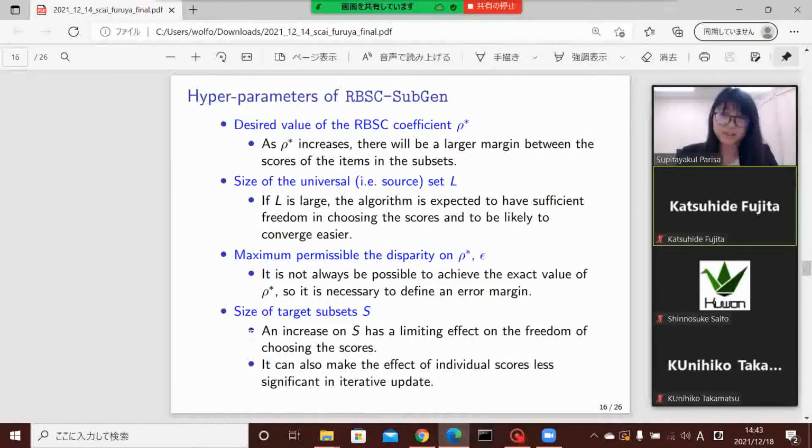And the last one is the size of the target subset, which we call S. An increase in S has a limiting effect on the freedom of choosing the scores. It can also make the effect of individual scores less significant in the iterative update.